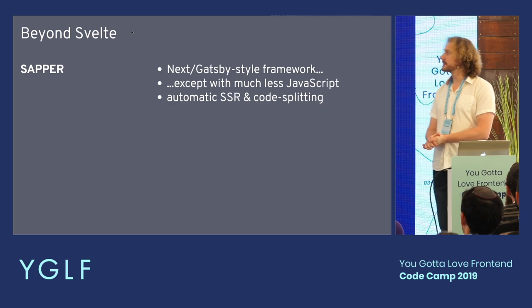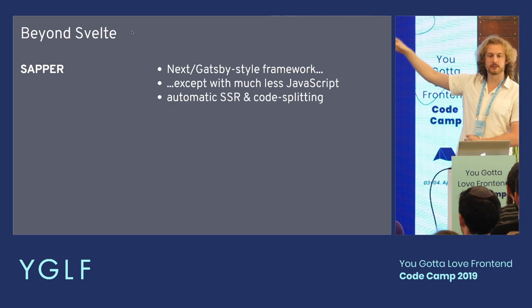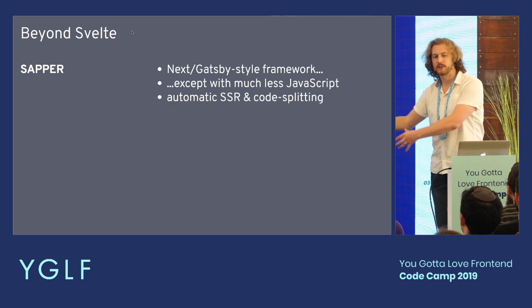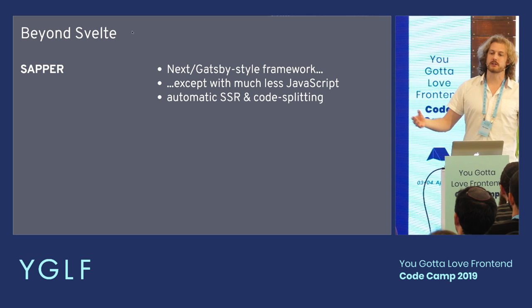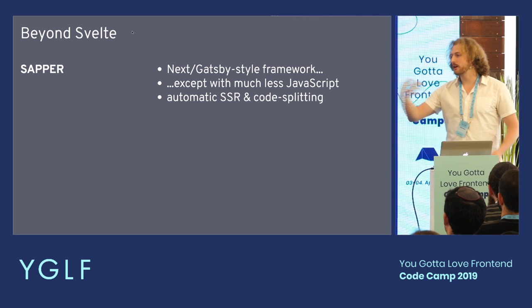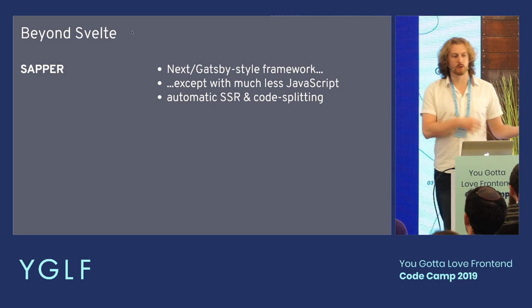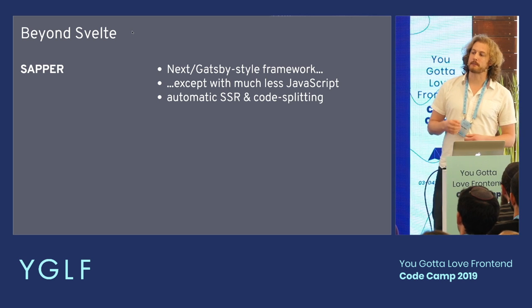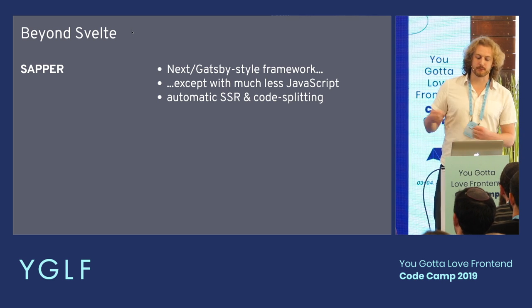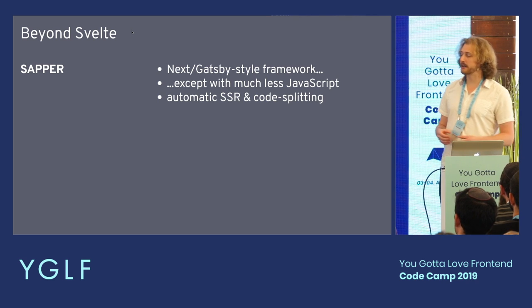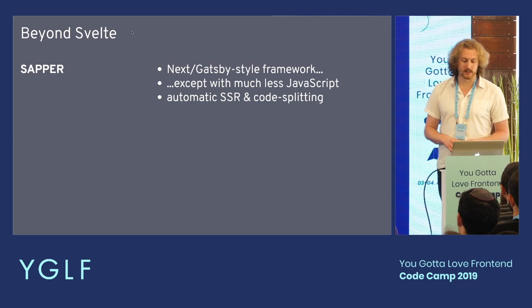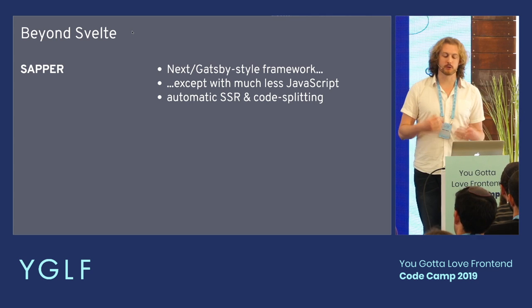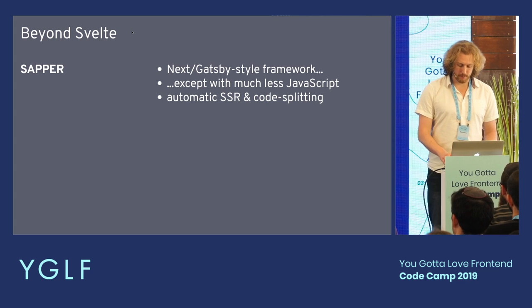If you're familiar with React and you've used Next and Gatsby, those are frameworks that take the component framework and turn it into an application framework, so that you get routing and code splitting, server-side rendering, and all of the features that make a modern web application easy to develop but performant. Sapper is like that, except with much less JavaScript, because it's Svelte. You get automatic server-side rendering, you get automatic code splitting, all of that good stuff.